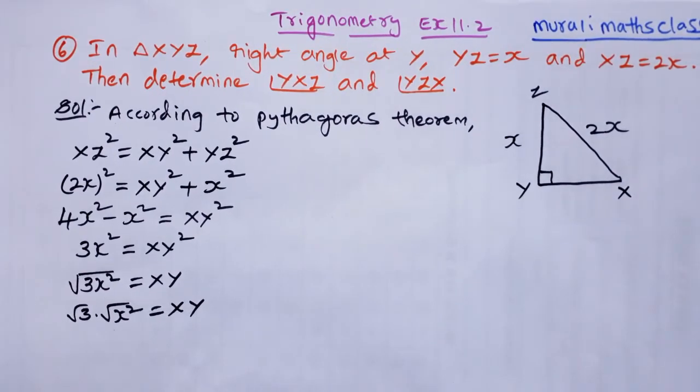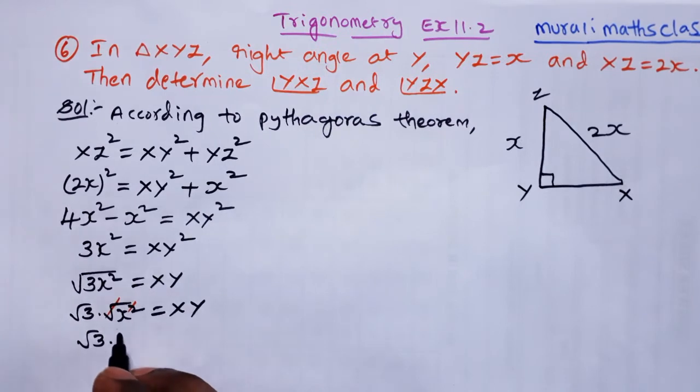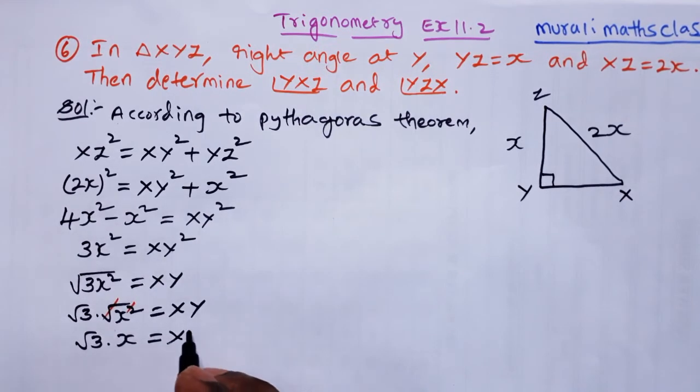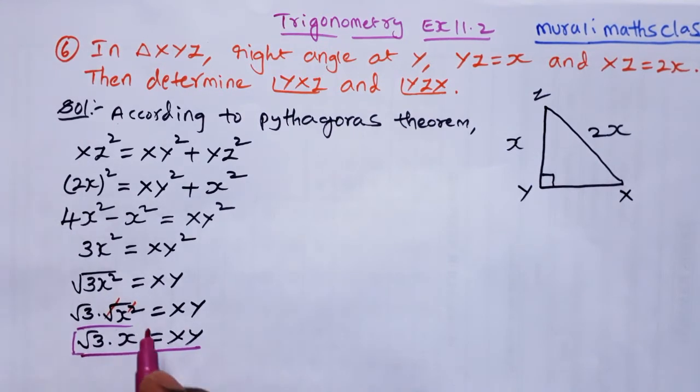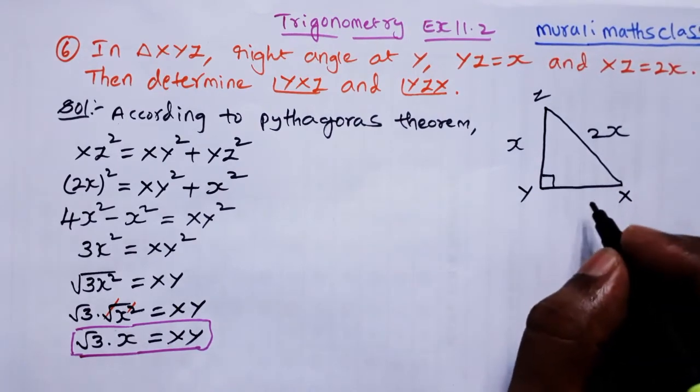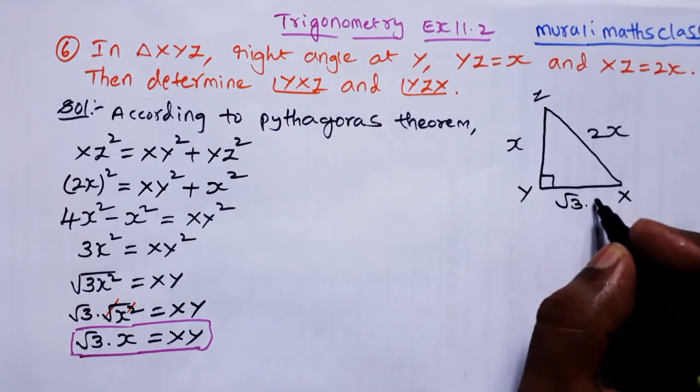Yes, we can cancel the square root, the square, we can cancel. Okay. So if we cancel like this, what we will get? We will get root 3 into x equals to xy. So we got the answer now. Xy answer we got, that is the third side of the triangle. Xy is root 3 into x.